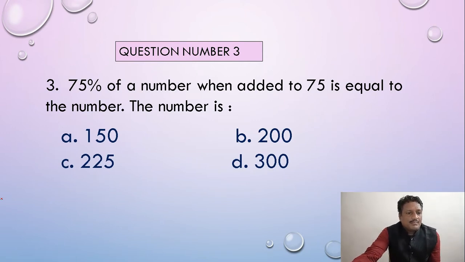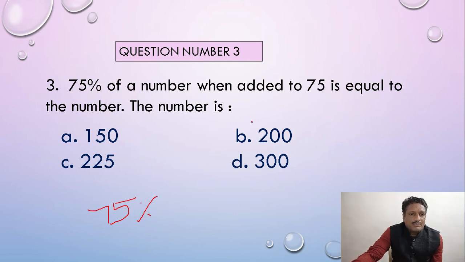The third question in this one: 75% of a number when added to 75. 75% is the percentage here. The 75 is a numerical value here. If we add this 75% plus 75, it will be equal to the number. Then we have to find the 100% of the number in numerical value. See, we can do this simply. We'll do this question within a fraction of seconds. Here 75% they have given already. This is a percentage, you know.